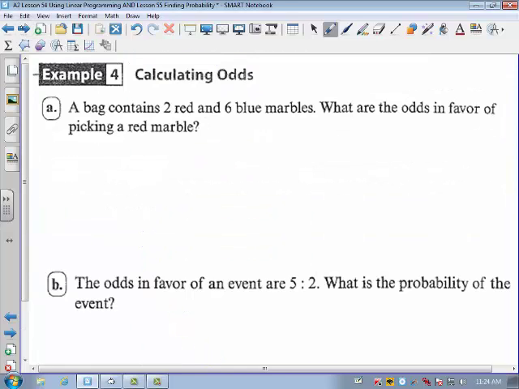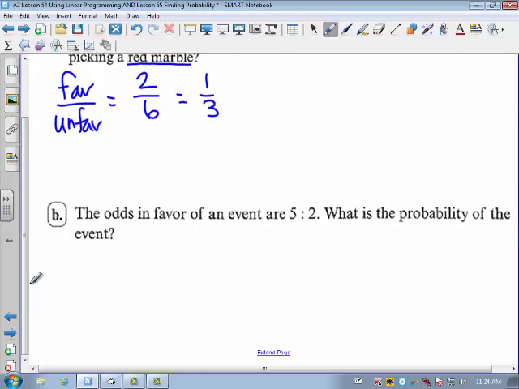Which is what they just said here. Okay, so the odds, this is favorable to unfavorable, which is going to be favorable in this case. They want a red. Unfavorable, you don't want blue. 1/3. Reduce it.